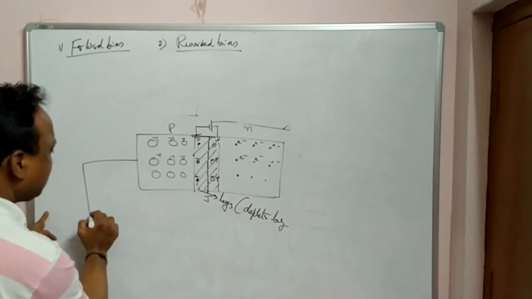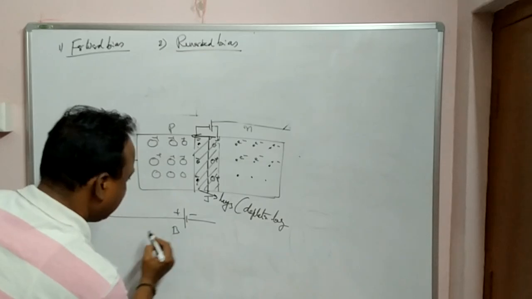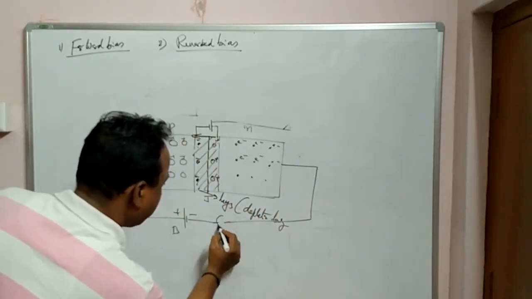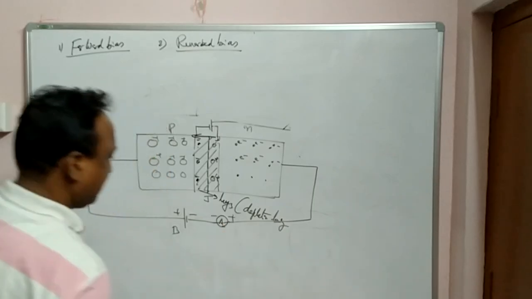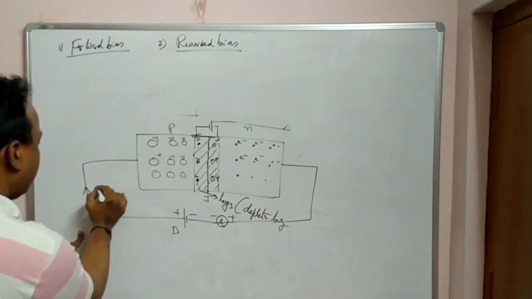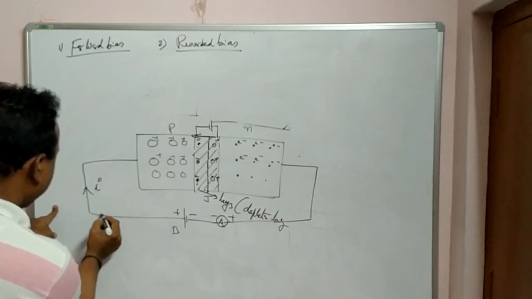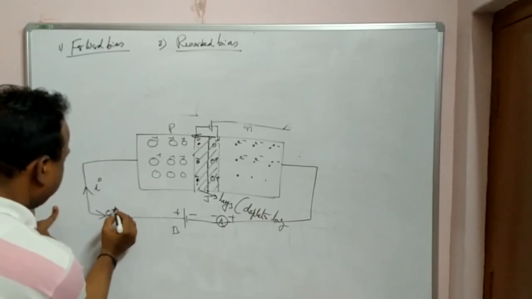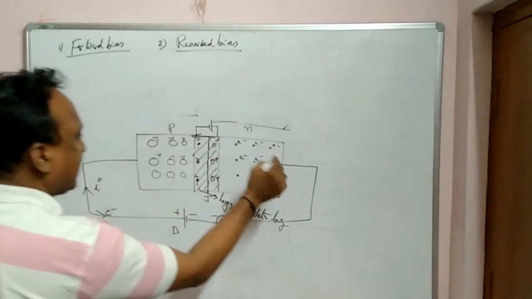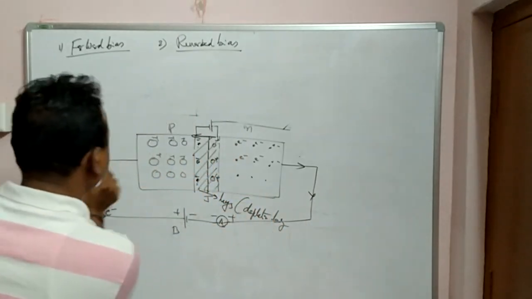Suppose the P type is connected to the positive terminal of the battery and the N type is connected to the negative terminal of the battery, and an ammeter is connected to find out the current. Here you can see this is the P type. The current direction is going in this direction, and the electron direction is opposite. You already know the electron direction is opposite to the current. It goes like this and comes back like this. This is the electron direction, this is the current direction, going and coming.